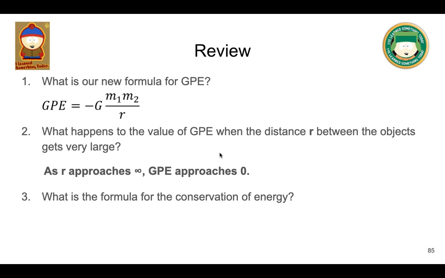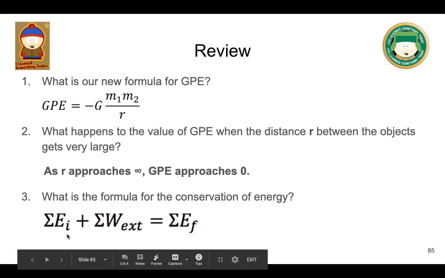And flashback to chapter 9. What is the formula for the conservation of energy? This is very much a one with everything idea. Sigma E initial plus sigma W external equals sigma E final. Sum of your initial energy plus sum of your external work equals the sum of your final energy. So you'll need that idea when you're doing homework problems and test problems in this chapter.